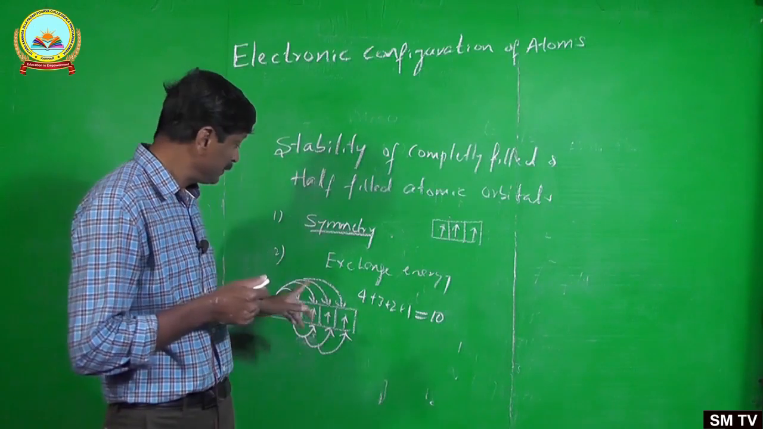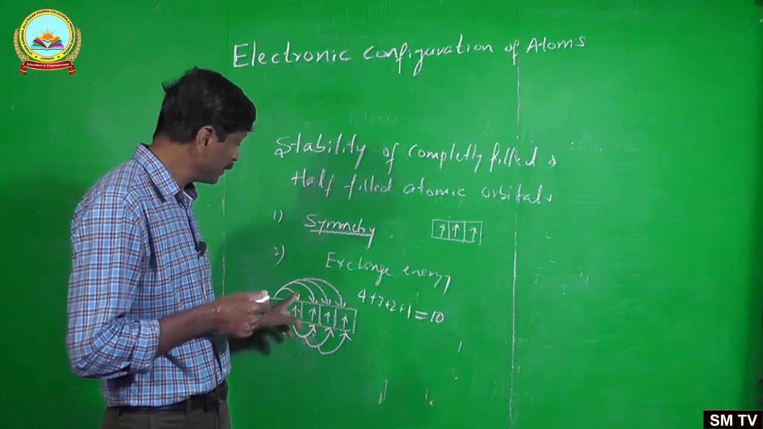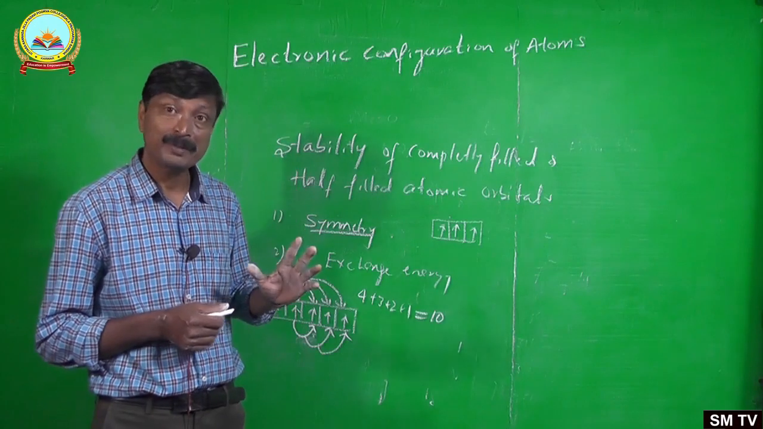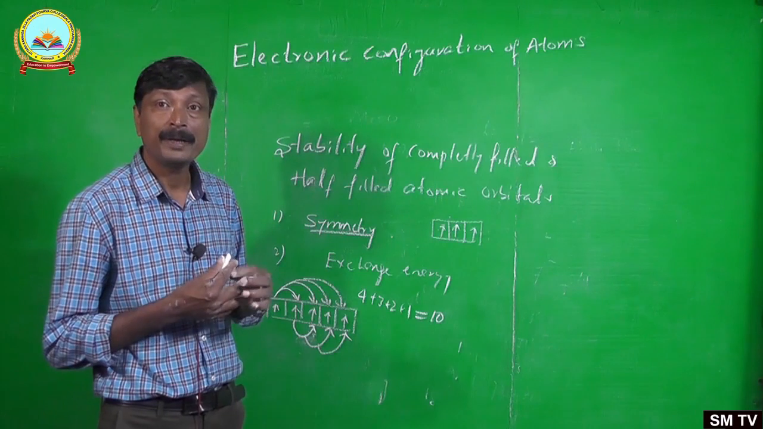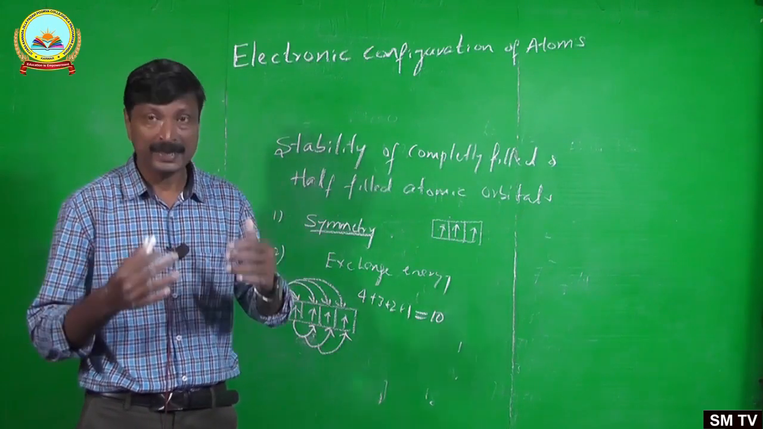But these d electrons have a poor shielding effect. Increasing the electrons in the d orbital does not increase the shielding effect. Because of that, these electrons are strongly attracted by the nucleus. If electrons are strongly attracted by the nucleus, it means its energy decreases.